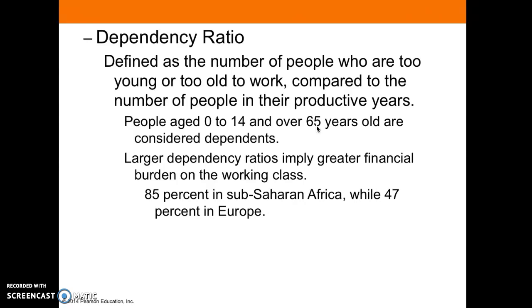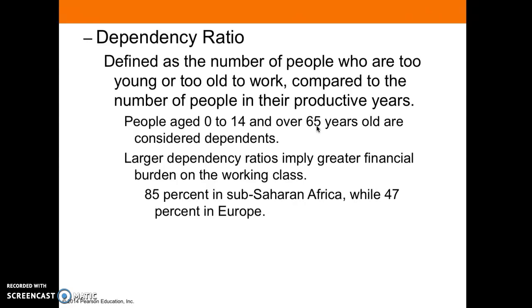And the last thing we need to talk about is the dependency ratio. So the dependency ratio is the number of people who are either too young or too old to work, and you compare that to the number of people who are productive, who are able to work. So usually if you're under 14 or over 65. And if you have a large dependency ratio, it really means that there's a greater financial burden on the working class.